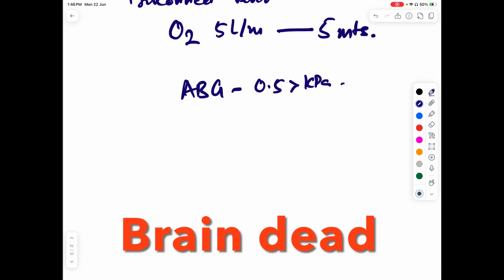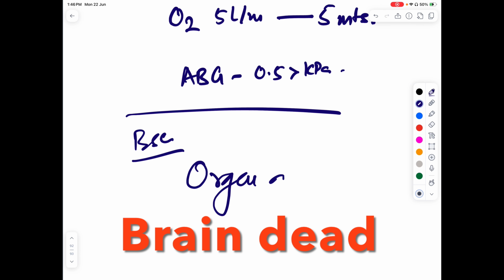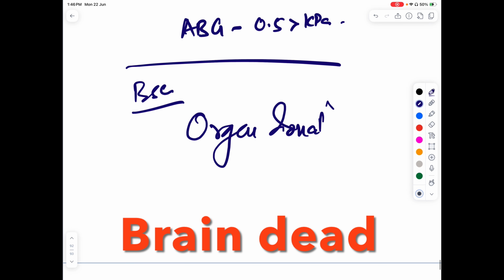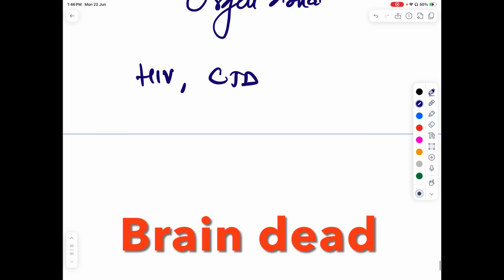What will you consider in brain stem death regarding organ donation? Potential donors with absolute contraindications should be discussed. What are the absolute contraindications? HIV and CJD. Do you know any other conditions in which donation is highly unlikely? Disseminated malignancy, active tuberculosis, age more than 90 years, and hepatic failure.